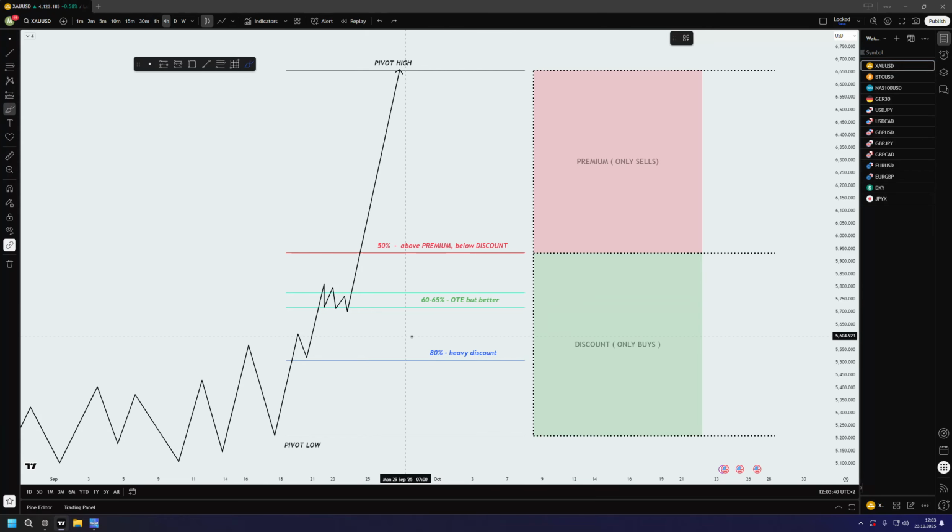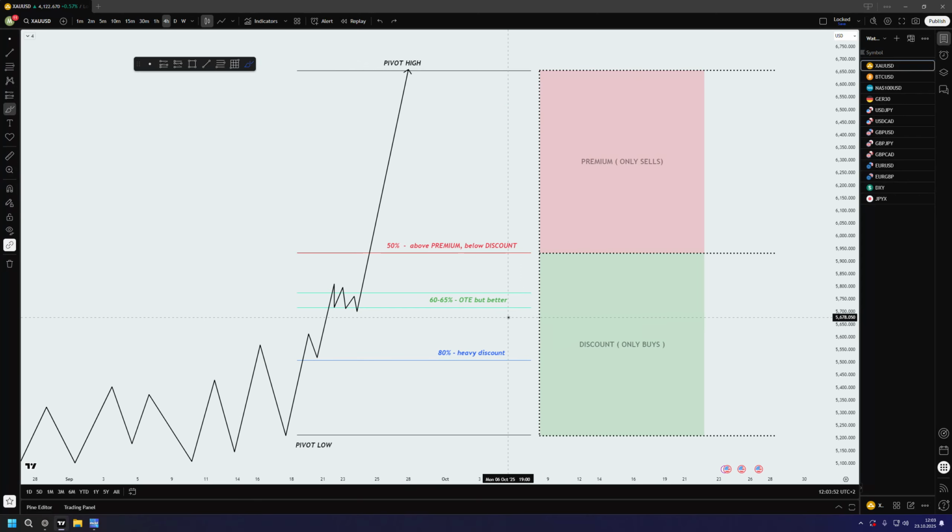Then the OT, in my case, is 60 to 65. It's a bit better because you have a zone, not one level. So it works like a charm. And then 80% is basically heavy discount. In a trending market, price usually doesn't go to 80% or lower. 80% is like the last resort, basically.